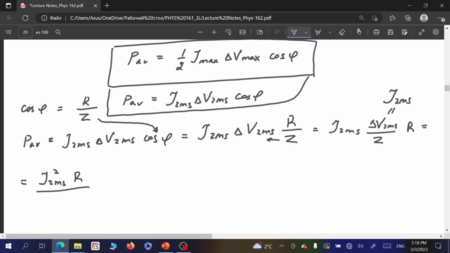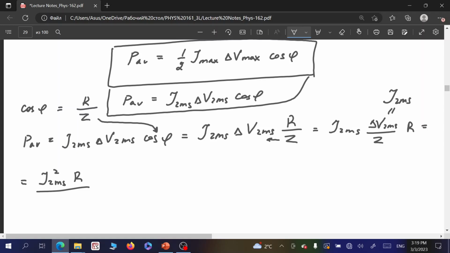But nevertheless, the average power which is dissipated over an AC electric circuit will be dissipated specifically at the active resistor. So the active resistor will define how much power will be delivered from the AC power supply to this electric circuit and dissipated.